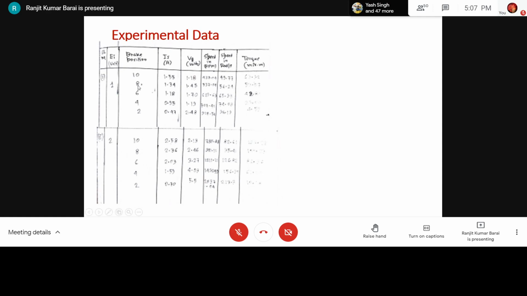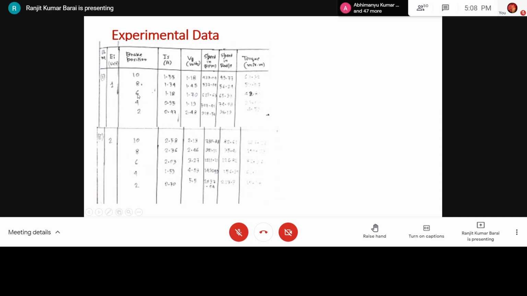And if we keep the EI constant, that means armature voltage constant, and reduce the brake position to 8, what will happen? The armature current will also reduce theoretically, because less torque is required to counter the load torque, and the armature current is proportional to the load torque. So it has become 1.34 from 1.55, and correspondingly VG has also increased, because as the load reduced, the speed will increase, because it will accelerate from the principle of conservation of energy.